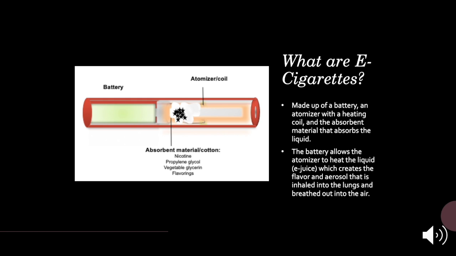And since each cigarette has a different size or shape, the anatomy of each one is a little different, but all of them have the same 3 to 4 components. The battery allows the atomizer to heat up the liquid, also called e-juice or e-liquid, and then this creates the flavor in the aerosol that is inhaled into the lungs and then exhaled out into the air. In the coming slides, we will look at the different e-cigarettes as well as go into the components of all of the flavorings that are currently on the market today.